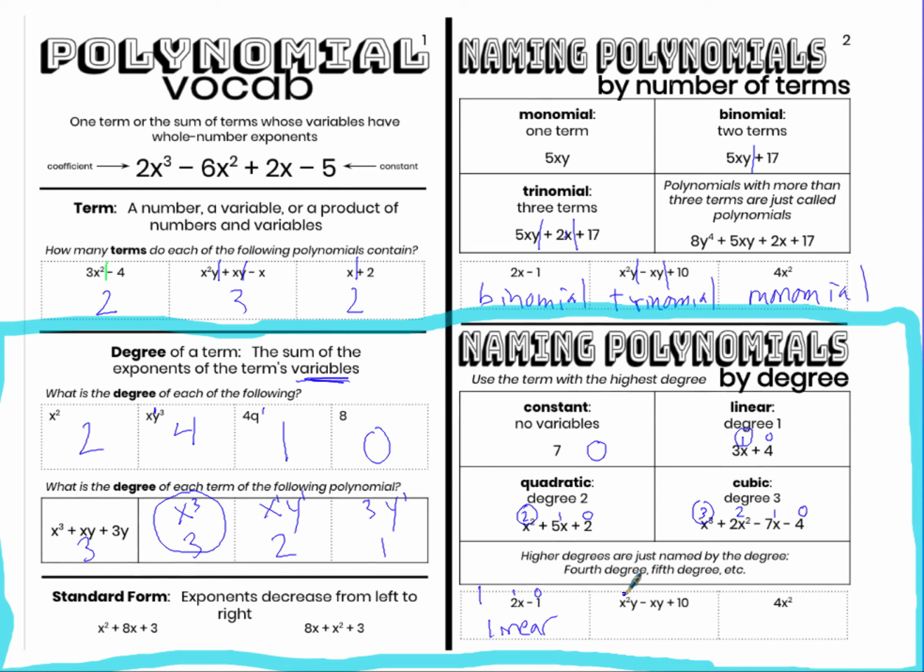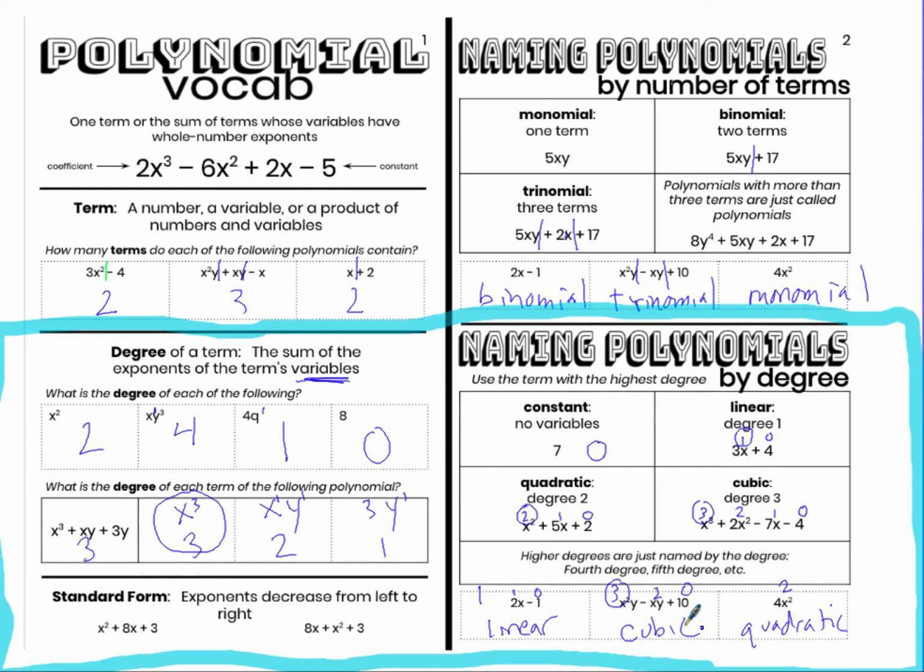Here we have a degree of 2 plus 1, which is 3, a degree of 2, and a degree of 0. The highest degree term in this polynomial is 3, therefore this is cubic. Finally, this monomial only has one term. The degree of that term is 2, so this is a quadratic monomial.